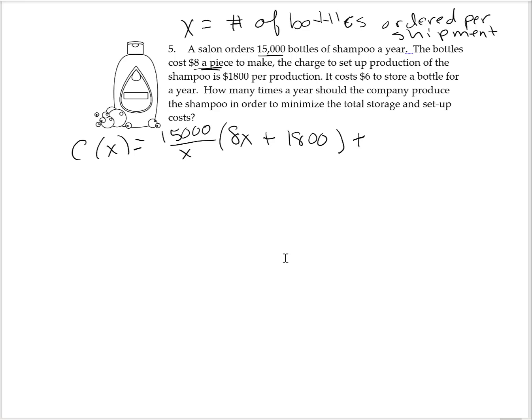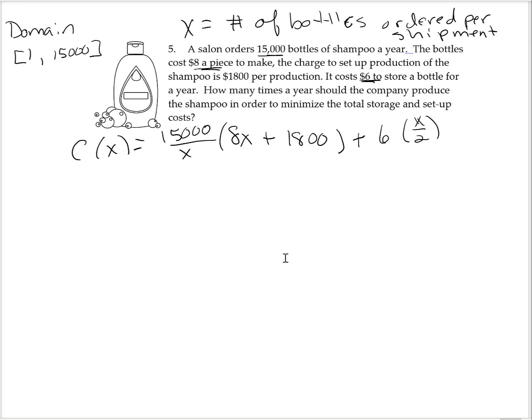So this is our ordering cost. We mix that with the storage cost. So it says it costs $6 a piece to store. And remember, we've said we have on average X over 2 in storage at any time during the year. So here's our cost function. Remember, we also want to talk about the domain. Domain says what's the smallest we could order at a time? That would be 1. And the most we could order would be 15,000.